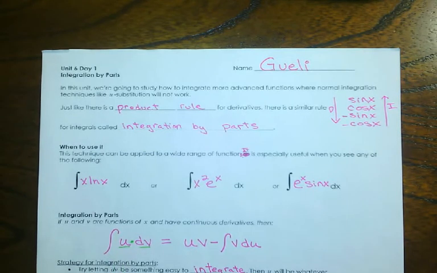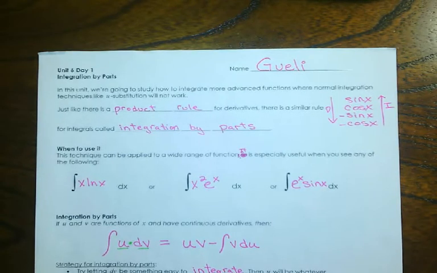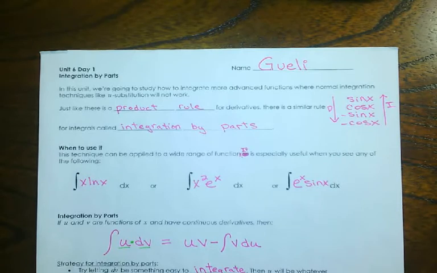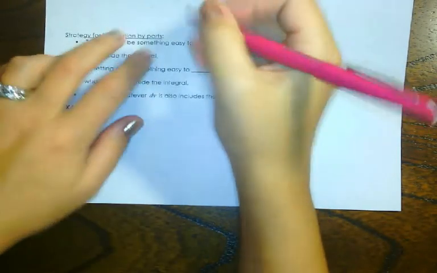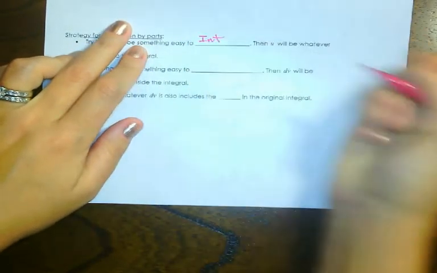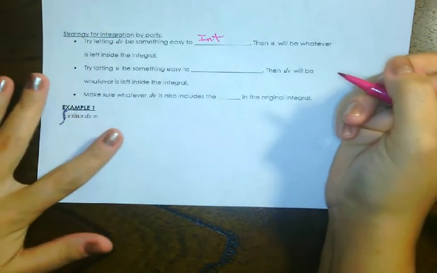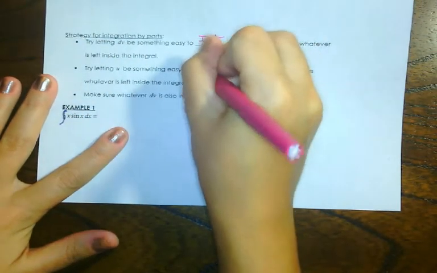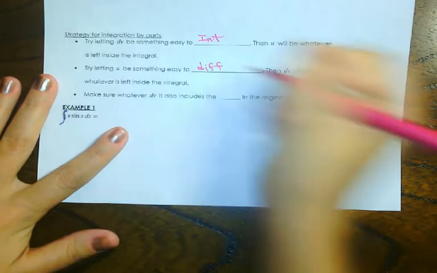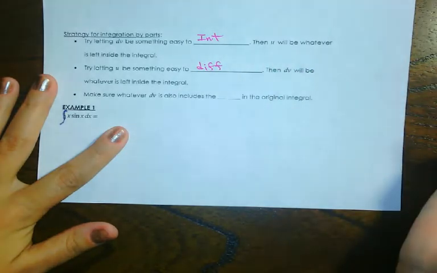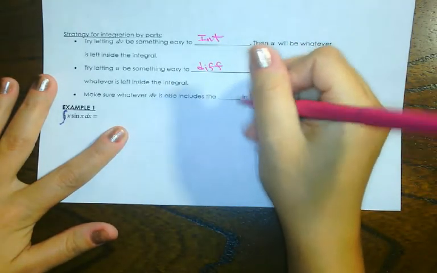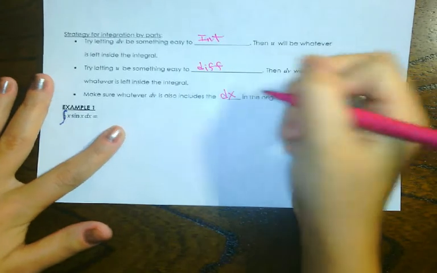So you're like, well, how do I know what to assign for each value? Okay? And so there's an acronym and some tips that I have for you. Again, dv is something that you know how to integrate, okay, and let u be something that you know how to differentiate, okay, take the derivative of. And make sure whatever the dv is also includes the dx, okay, the dx there.